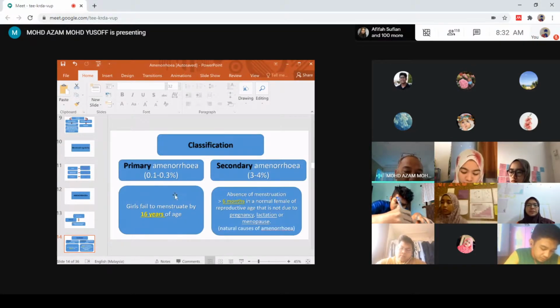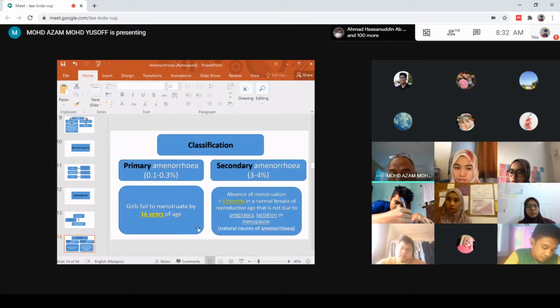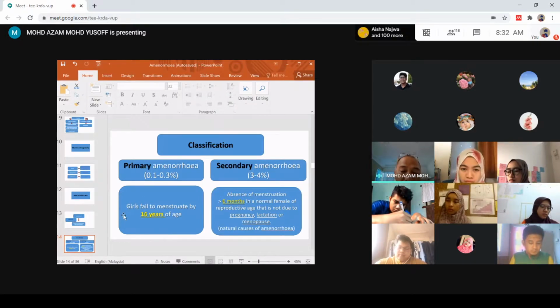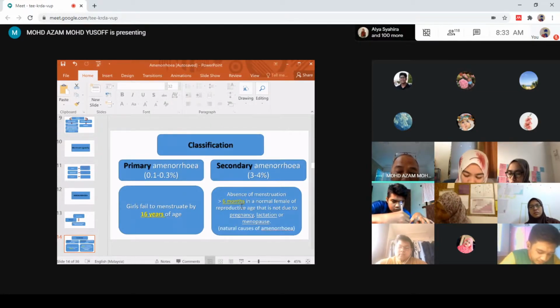I think the most acceptable classification of primary amenorrhea is failure of girls to menstruate by 16 years old. Whereas secondary amenorrhea is absence of menstruation for more than 6 months, at least 6 months, in a normal female of reproductive age. All right. Okay. Some people stop here.